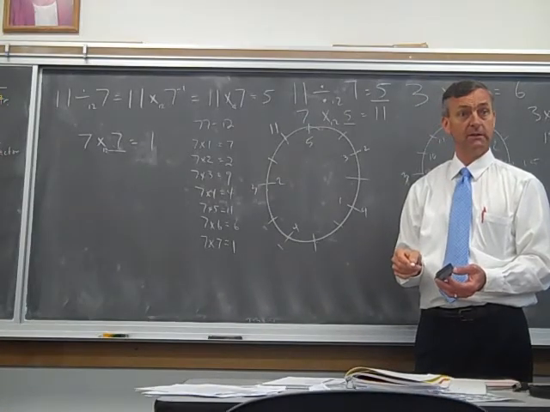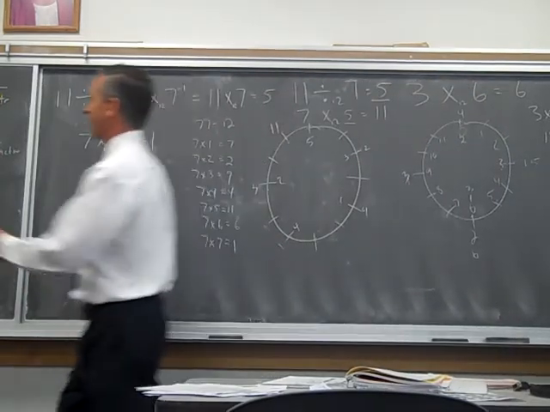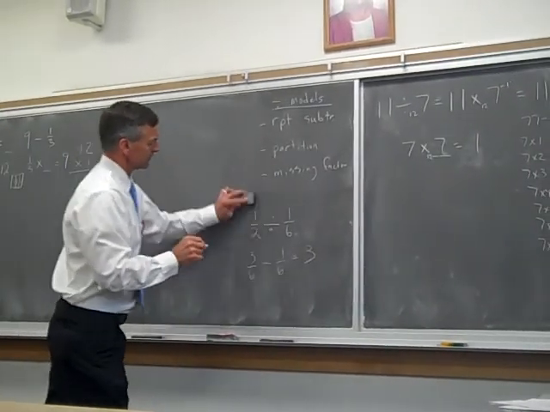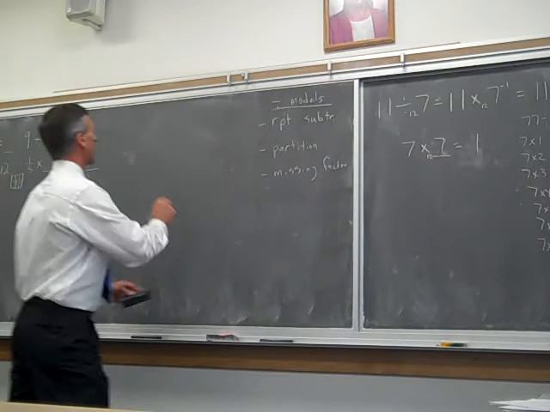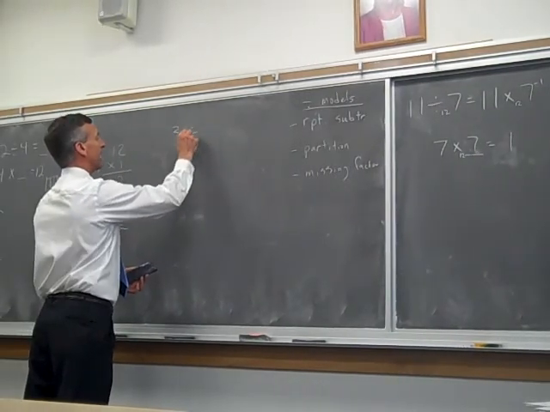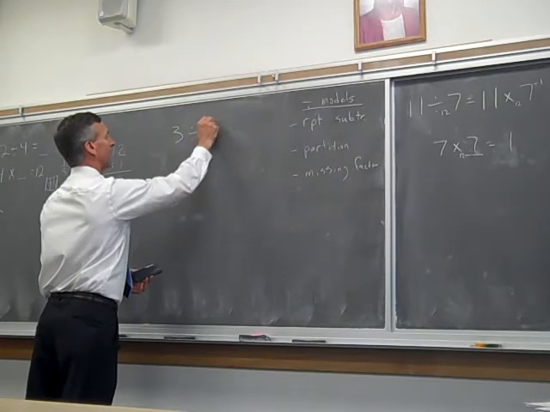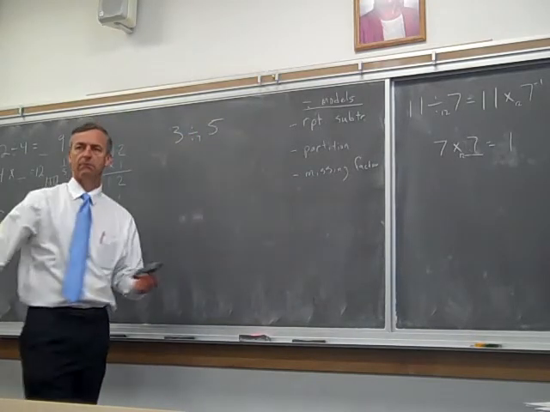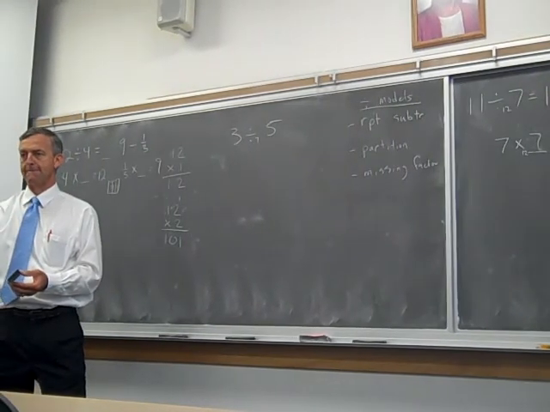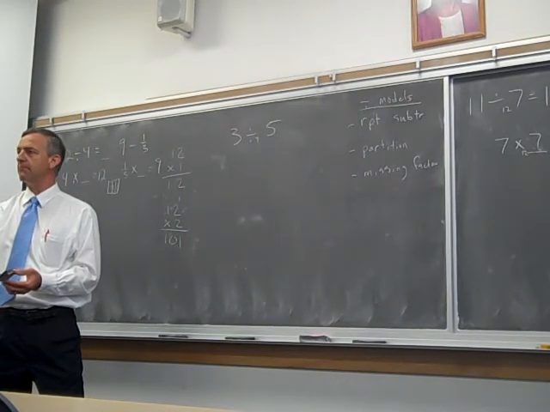You ready to try another one? Okay. Here is 3 divided by 5 in clock 7. Any method you want.